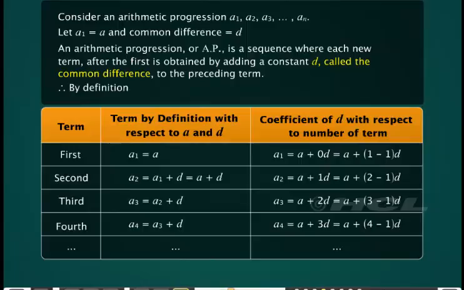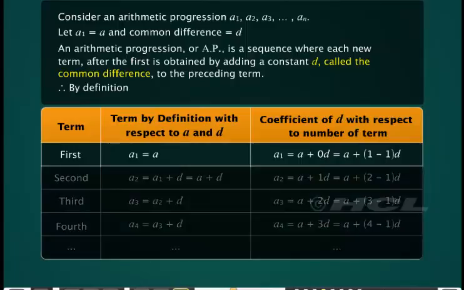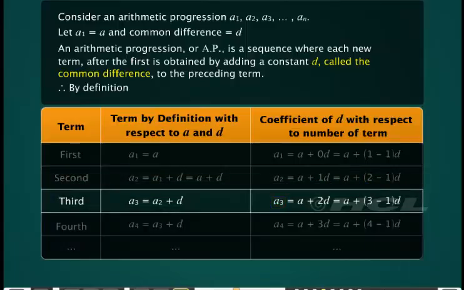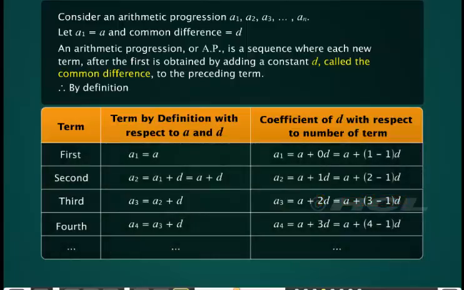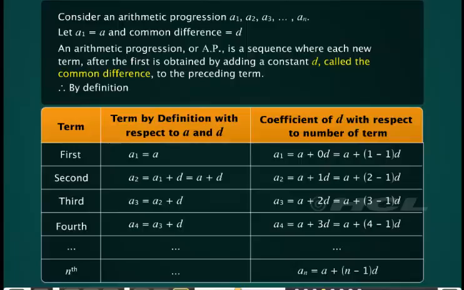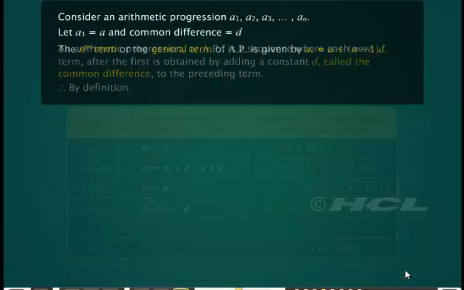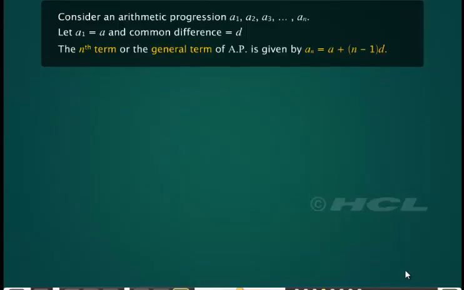Observe closely the number of the term and the coefficient of d. Note that the coefficient of d is equal to 1 less than the number of the term. For example, for the first term a1, the coefficient of d is 0. In the second term a2, the coefficient of d is 1. In the third term a3, the coefficient of d is 2 and so on. Thus, the nth term of an arithmetic progression is equal to a plus n minus 1 times d. In fact, the nth term of AP is known as the general term of an arithmetic progression.